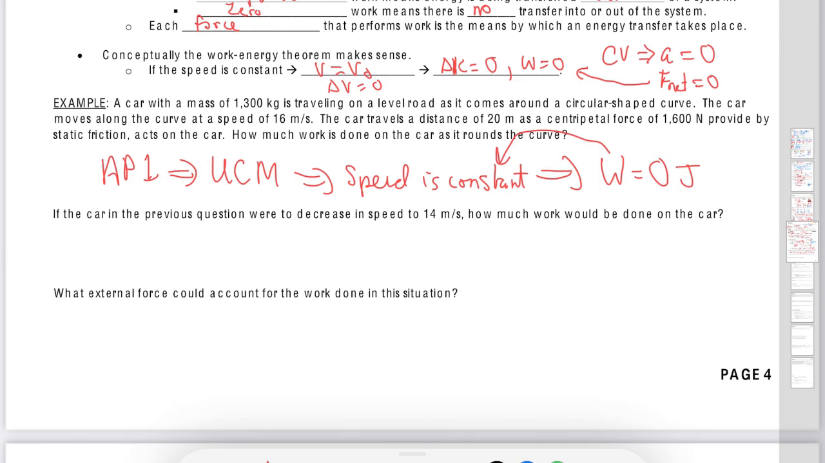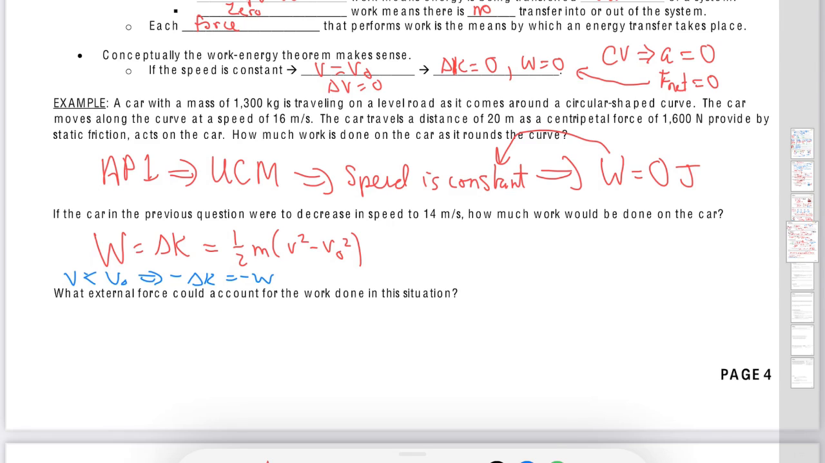Now, what happens when we do change the speed of the car? If the car in the previous question were to decrease in speed from 14 meters per second, how much work would be done on the car? And so now we apply our equation. Work is equal to change in kinetic energy, so it's 1/2 m (v squared minus vo squared). If we just do a little prediction, notice that our final velocity is going to be less than our initial velocity, which means we should have a negative change in kinetic energy, which means we ultimately did negative work.